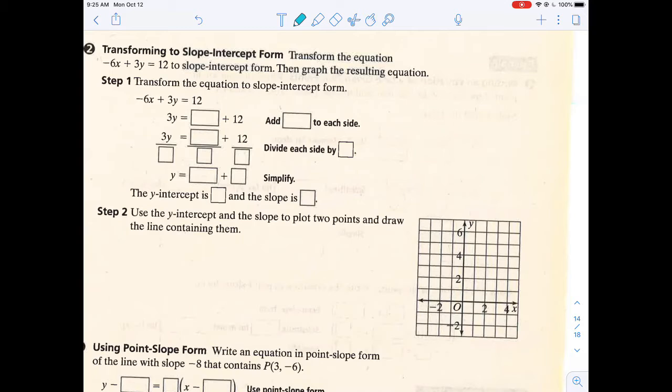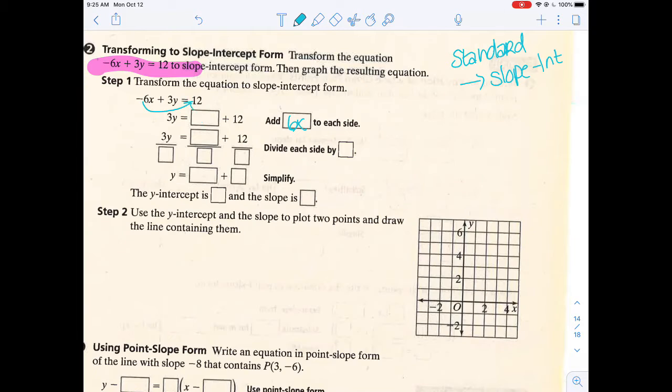Okay, so then number 2, transforming slope-intercept form. Transform the equation negative 6x plus 3y equals 12 to slope-intercept form. So here, what they have it in is standard form, and we're going to change it to slope intercept. So going from standard form to slope-intercept form, we want to get y on one side and everything else on the other. So the first thing we would need to do is to add 6x to each side so that I can move that over to here.